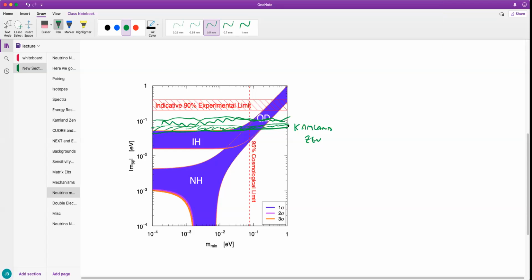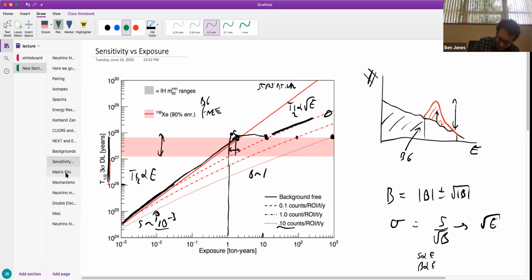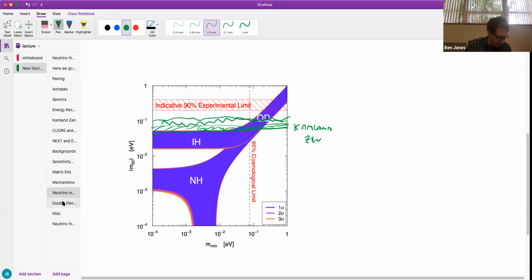Basically, that comes from, in fact, I'll stay on this slide. That comes from the definition of that Majorana neutrino mass. Let me find my notes. We know that this axis is m_ββ, which is, as I said, defined as the sum over U_ei squared m_i, like this. So this depends on the elements of the PMNS matrix and the masses of the neutrinos.